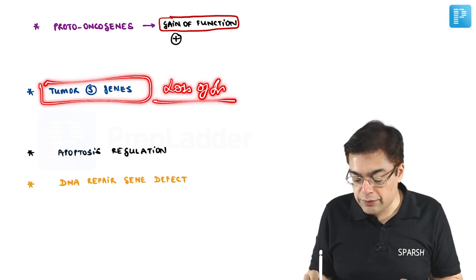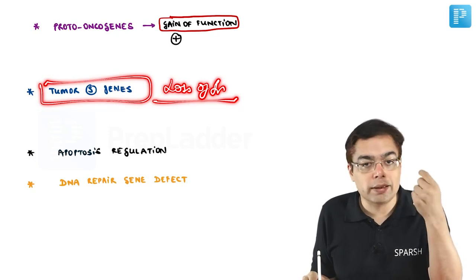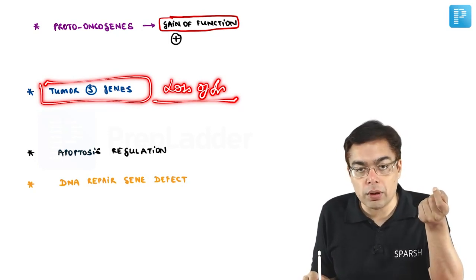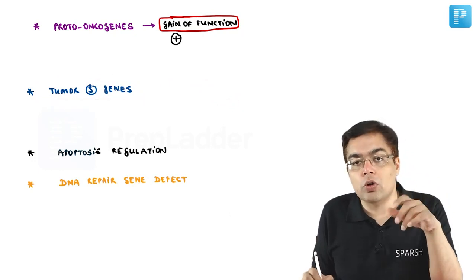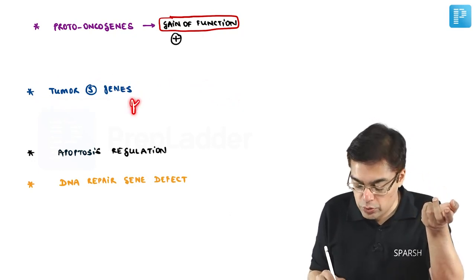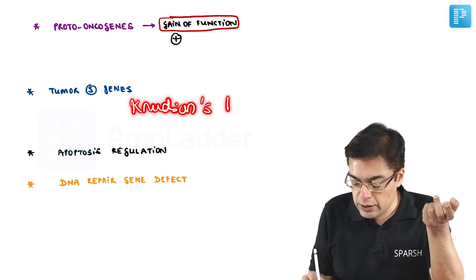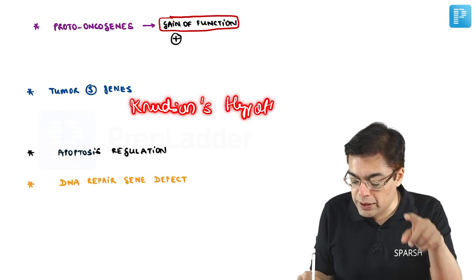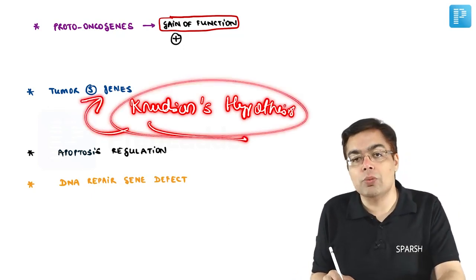The other important difference that we can recall here is that even if there is a mutation in a single proto-oncogene, that can possibly result in development of a tumor. But when we are talking about tumor suppressor genes, there has to be knocking off of both the copies of the genes. That is what is given the name of Knudson's hypothesis. According to Knudson's theory, both the copies of the tumor suppressor genes should become non-functional. Only then is the individual going to suffer from a tumor.